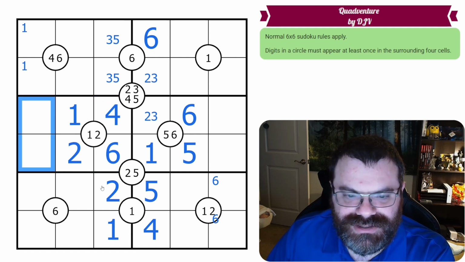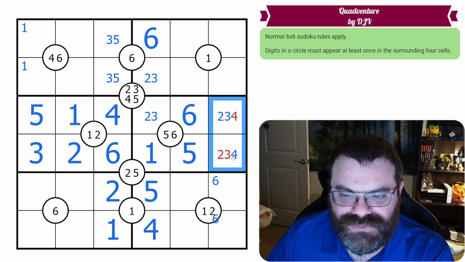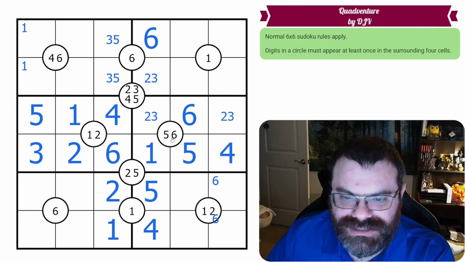So this should be a pair. We have 1, 2, we need 3 and 5. We know the order. This should be a triple. We need 2, 3, and 4. And of course this row's done, so we should have just done that. But anyway, many ways to get there.